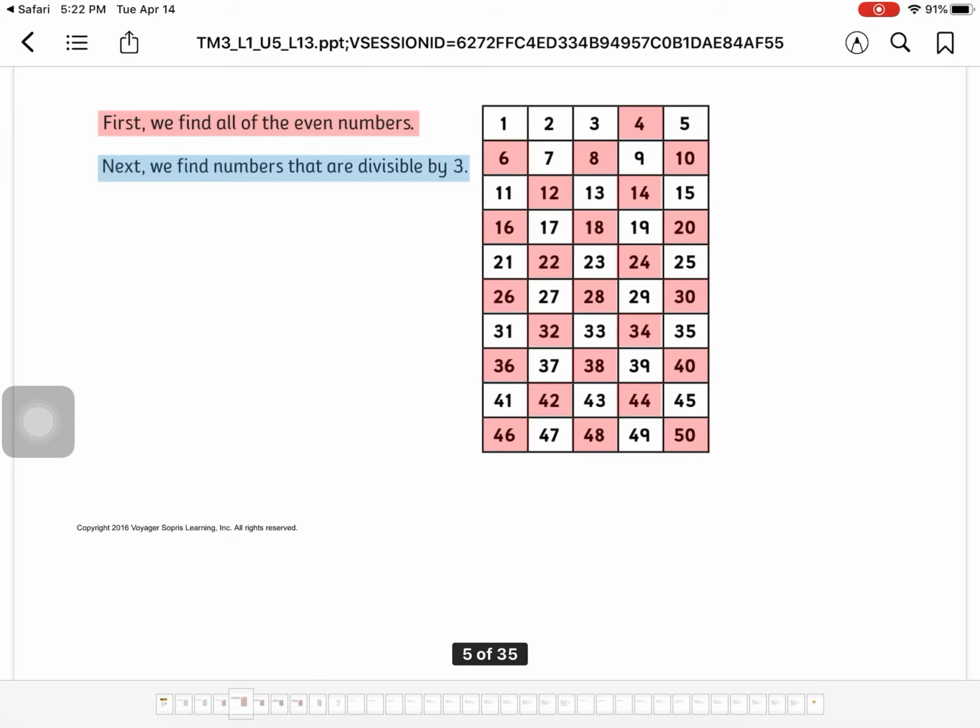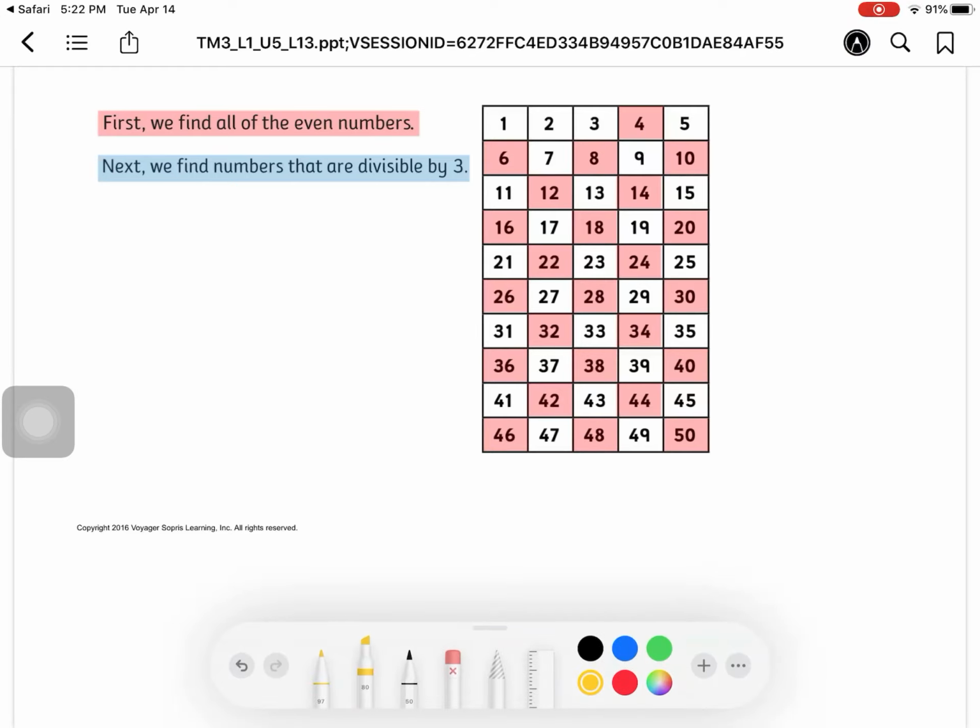So next, you're going to find the numbers that are divisible by 3. And we know 3 is prime. So again, we're going to leave 2 alone and we're going to leave 3 alone because 3 is also prime. So we're not going to mark that one. Another thing is the number 6 is also divisible by 2, so we won't mark that one again. So you're going to start with the number 9.